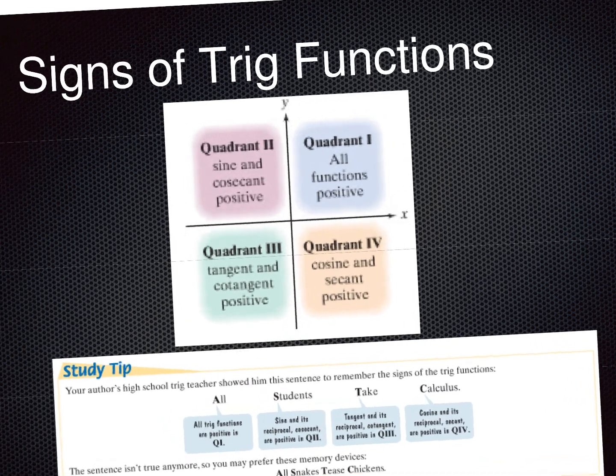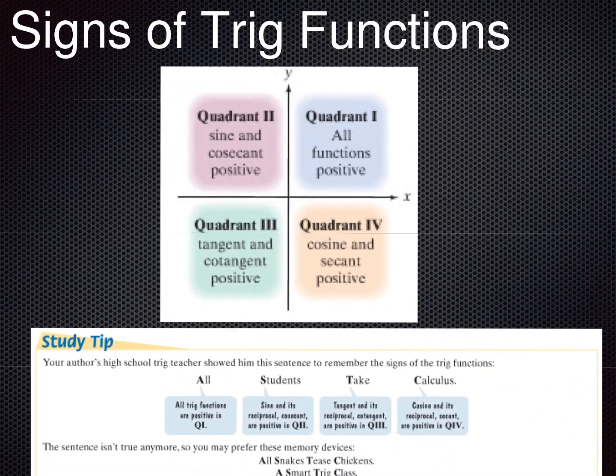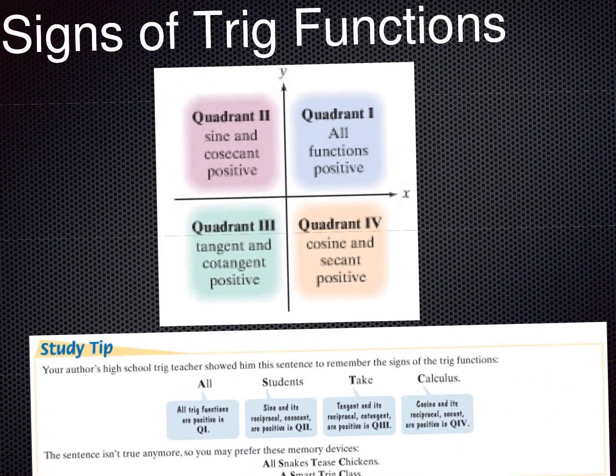So there's a mnemonic device that you can think of. They use all students take calculus. If you think about this, in the first quadrant, because your x values and your y values are both positive, right? Agreed? That means all 6 trig functions are positive. Sine, cosine, tangent, and their reciprocals. In quadrant 2, we say all students take calculus.